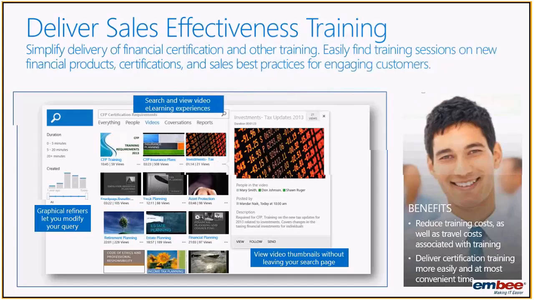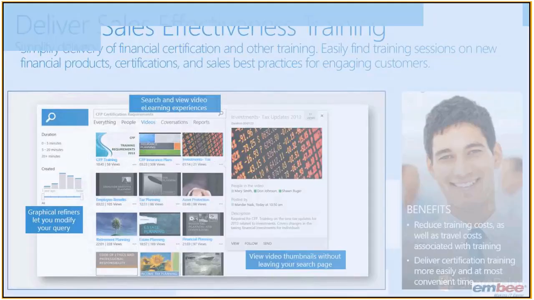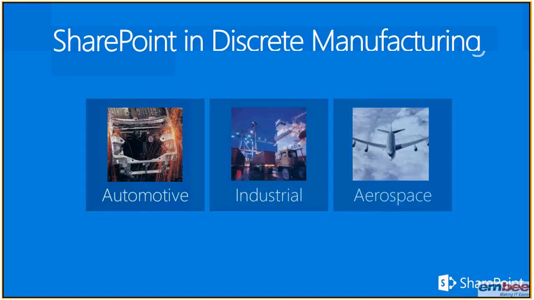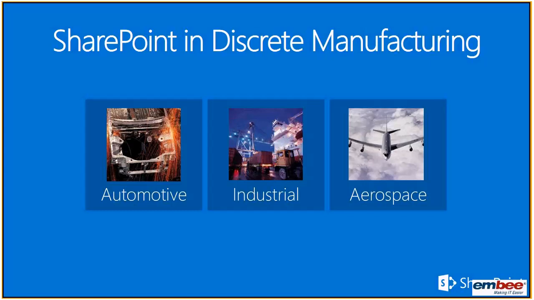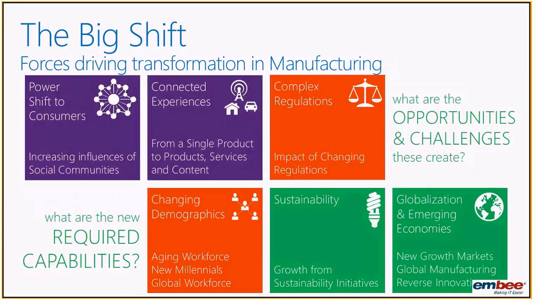So let's talk about something related to the manufacturing industry, and how best we can utilize SharePoint there. Power shifts to consumers. We all know that. There is an increasing influence of social communities. If someone says a product is good, they can provide that feedback over social media, and those things matter a lot. When we buy something, we first check how the reviews are for that product.